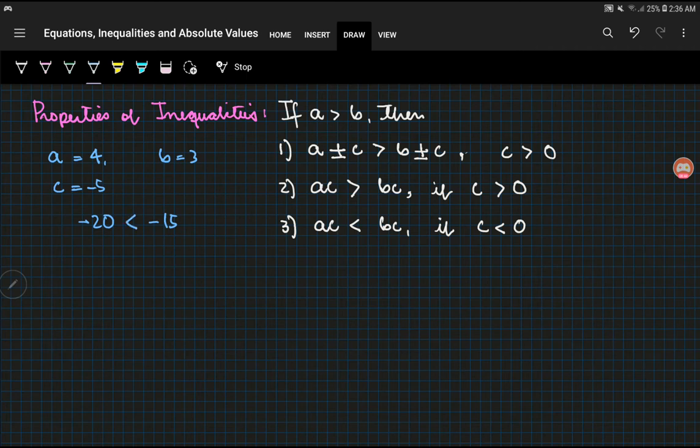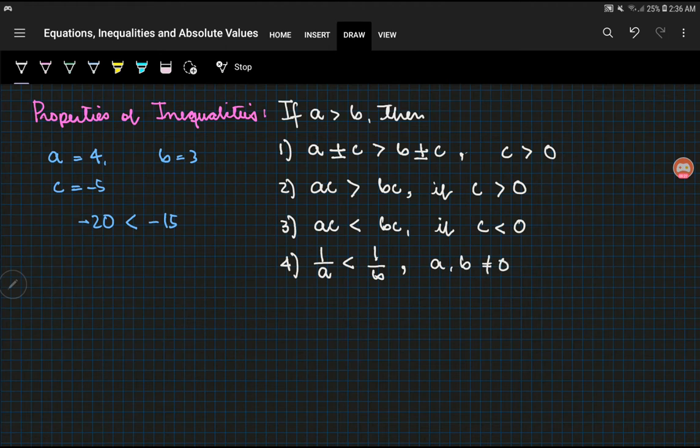That's why if we have C less than 0 and we multiply C with both sides of the inequality, it will change the sign of the inequality from greater than to less than. And then we have the last property: 1 over A is less than 1 over B, given that A and B are not equal to 0.